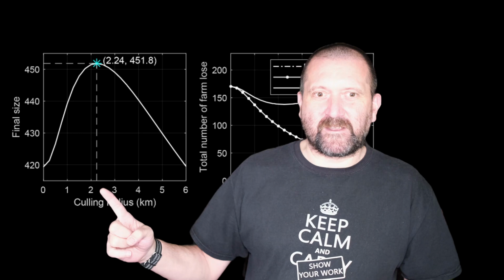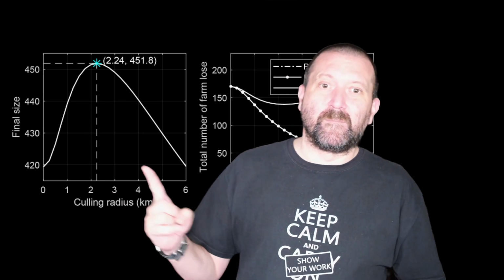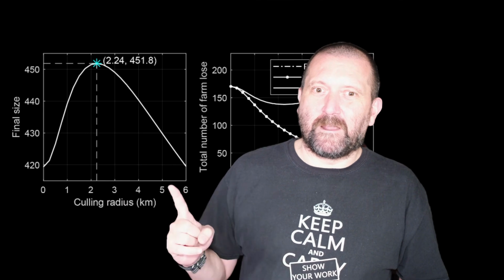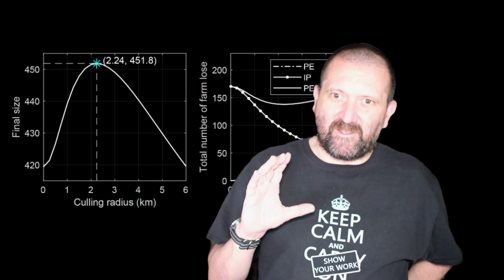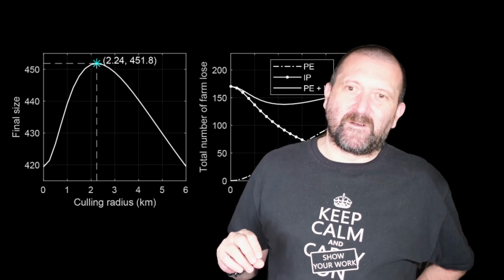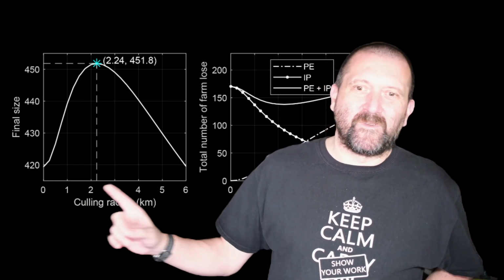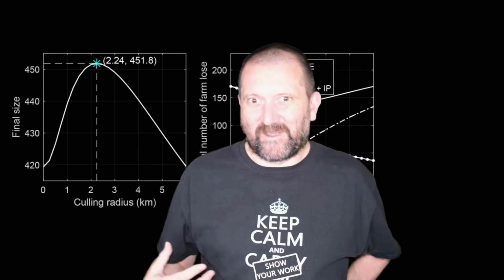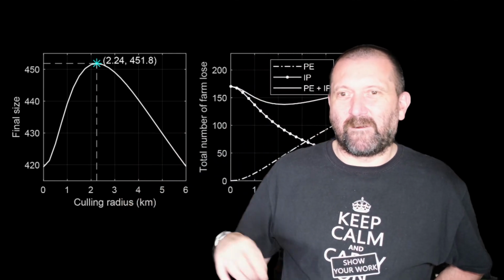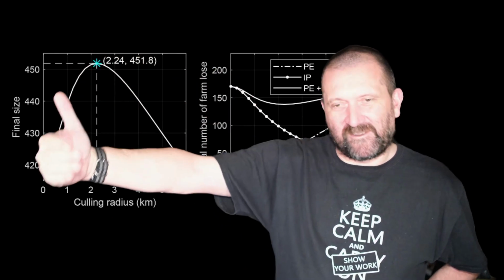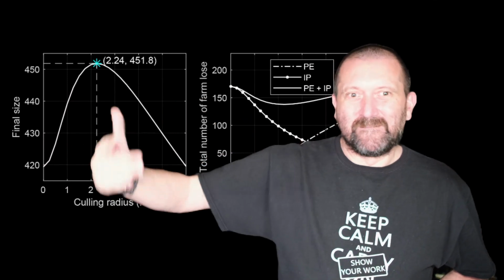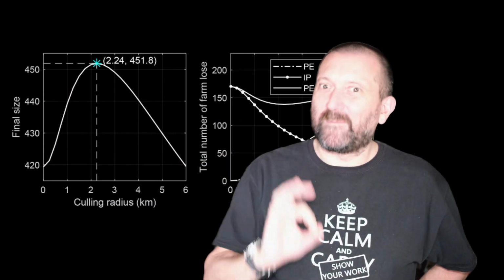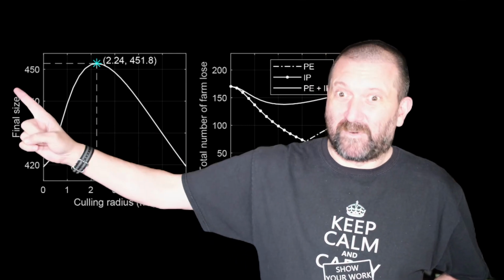And you can see that, interestingly, the ideal does not mean that your culling radius is very large or very small. A reasonable culling radius of about 2 point something kilometers is ideal for this. And if you think about it, that makes sense in terms of spatial spread. If you cull very far, you're still going to have long distance events, and the farms that you've removed because you've culled them are not part of the final size, of course.